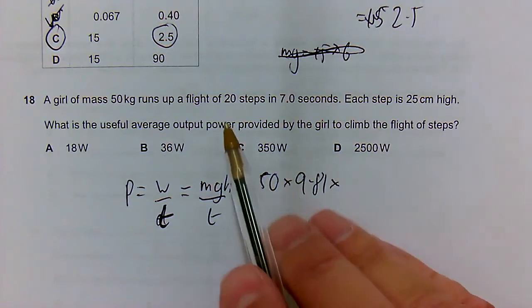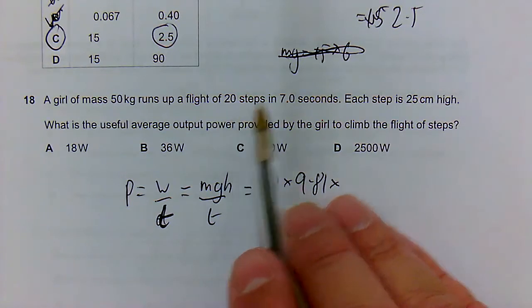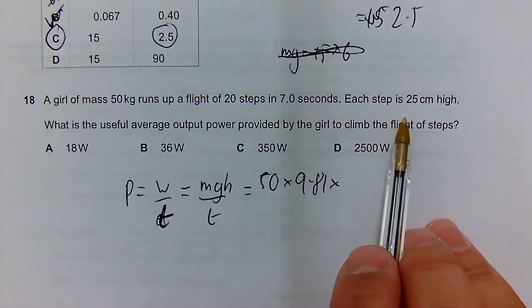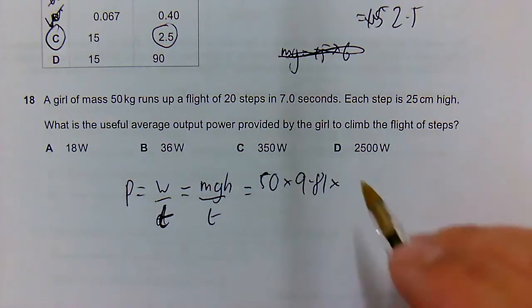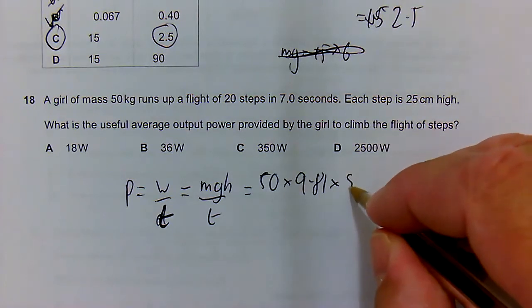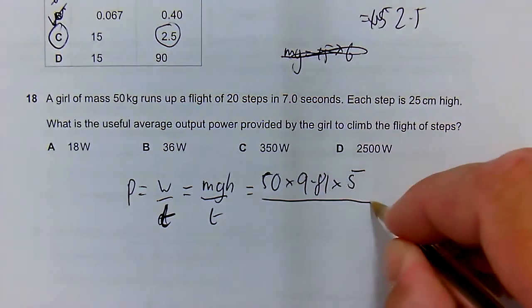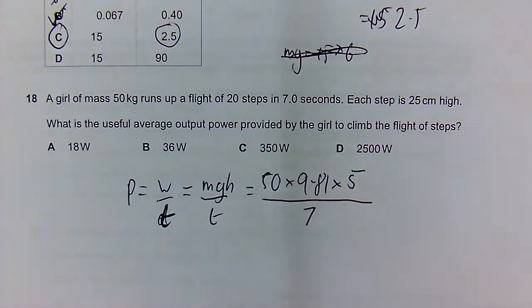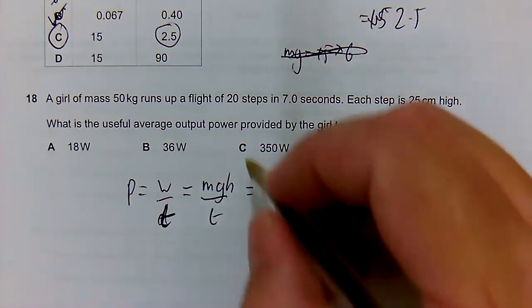Multiplied by the height. So we've got 20 steps and 25 centimeters high. So 4 steps is going to be 1 meter. 20 divided by 4 is 5. So she's going to be going up 5 meters in a time of 7 seconds. Then you just calculate that, and the calculation should come out to be about 350-ish.